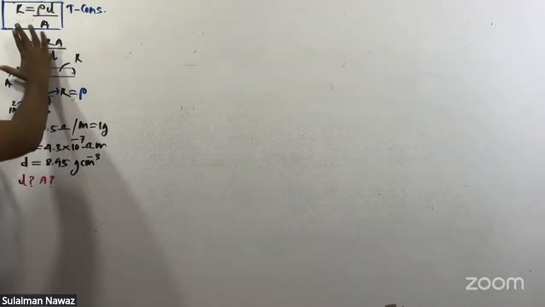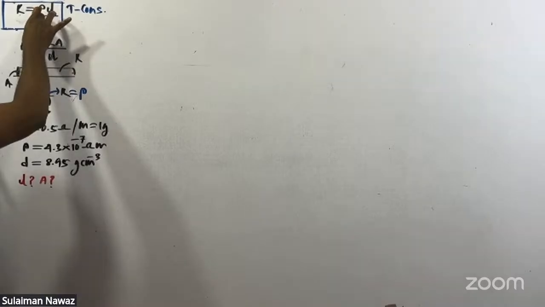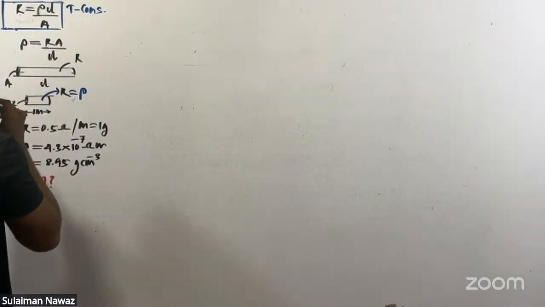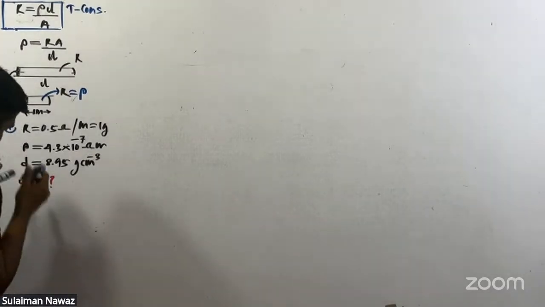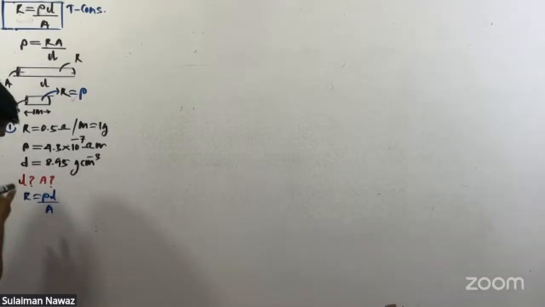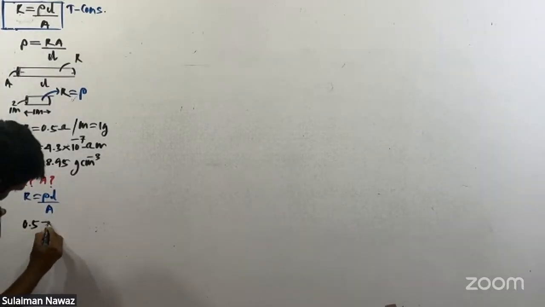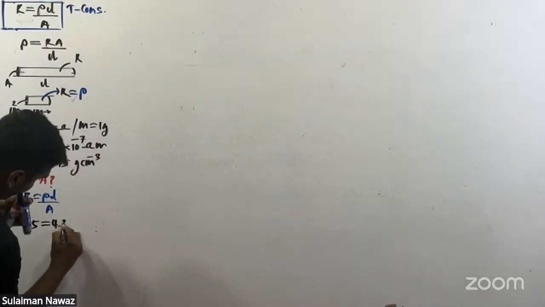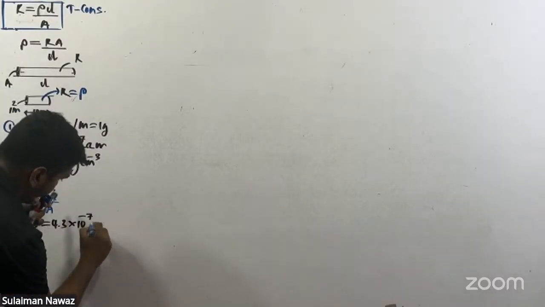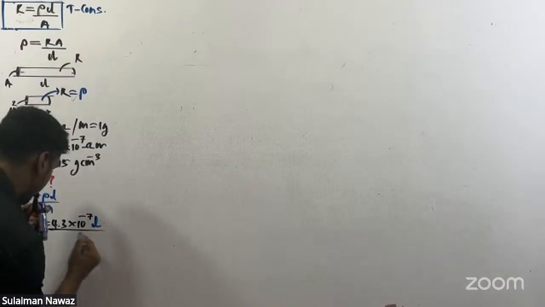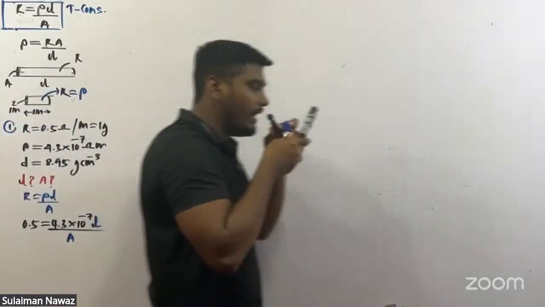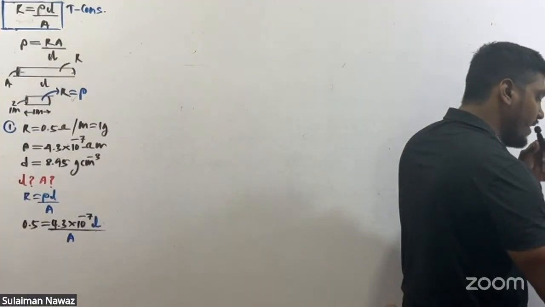From the theory we just learned, since we know R and the resistivity rho, but we don't know L and A, our target is to find L and A. So consider the equation R equals rho L over A. Substitute R as 0.5, rho as 4.3 into 10 to the power minus 7 ohm meters, the length is L, the area is capital A. But the problem is we can't find L or A, because there are two unknowns in one equation.